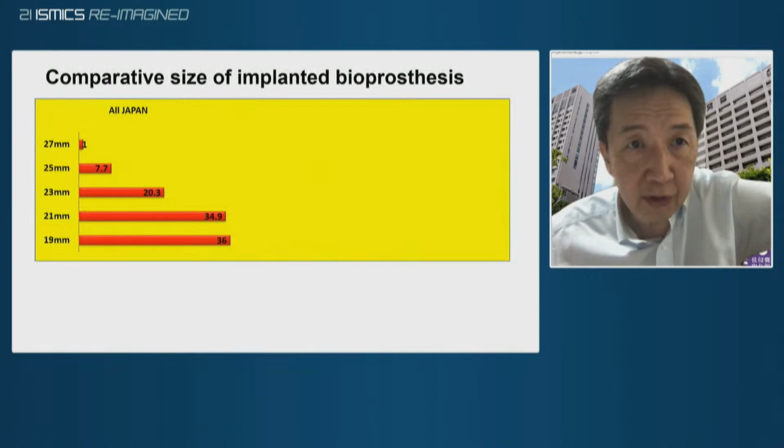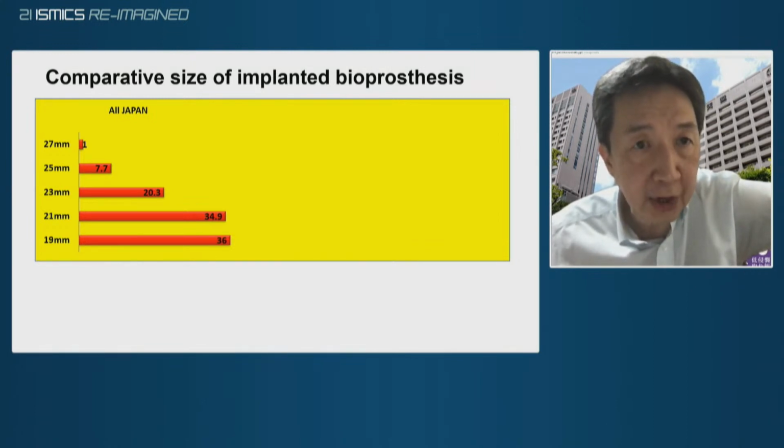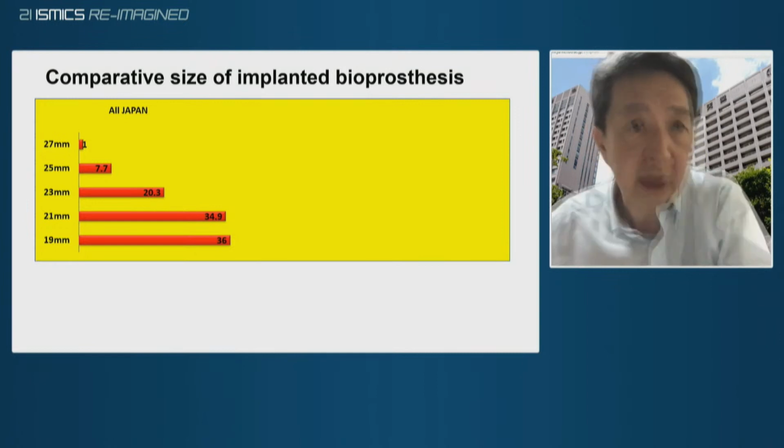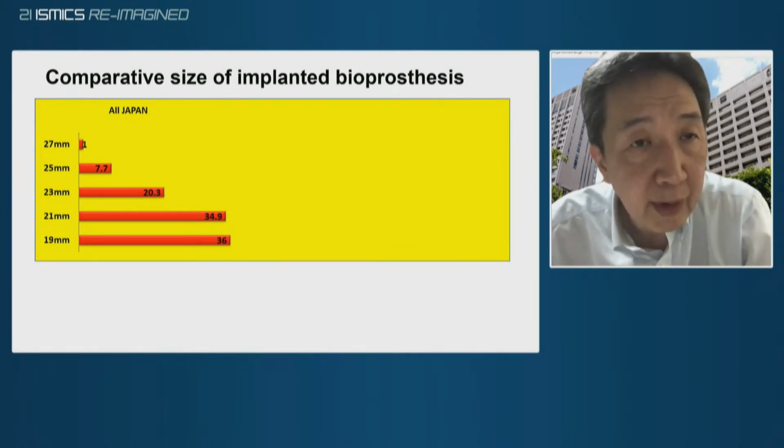This is the most important slide of my presentation. It was shocking for myself. That's all Japan data from a certain bioprosthetic major company. That's the percentage of surgically implanted bioprosthesis several years back. As you see, for sizes less than or equal to 21, it's almost 70% dominance. Can you just click?